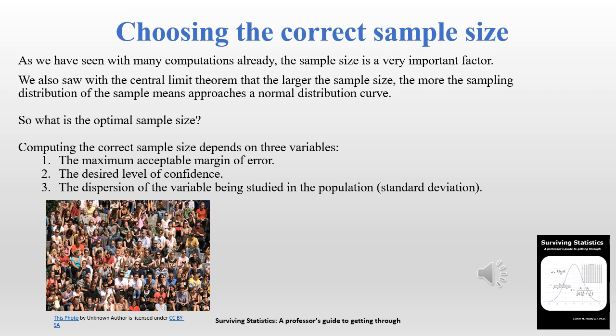We are halfway through this textbook on the statistics course, and we've seen that the sample size does affect many different computations. So coming up with the right sample size is extremely important. And so how do we do that? Well, computing the correct sample size depends on three things. Number one, the allowable acceptable margin of error, the desired level of confidence, and, if you know it, the dispersion or the standard deviation of the population being studied.